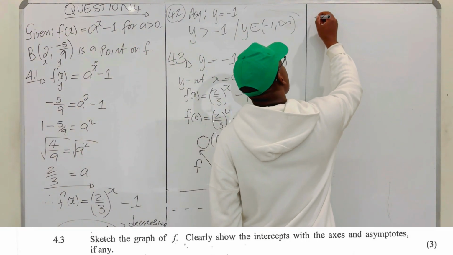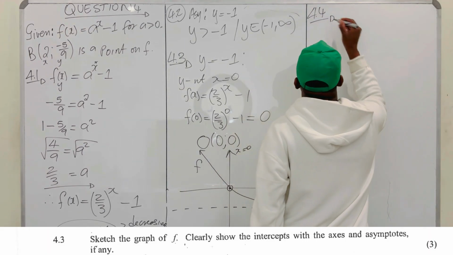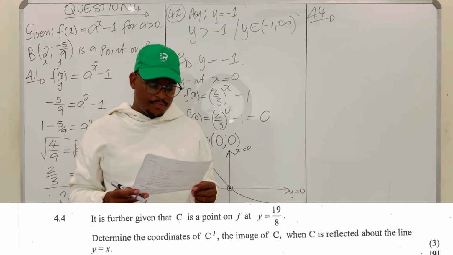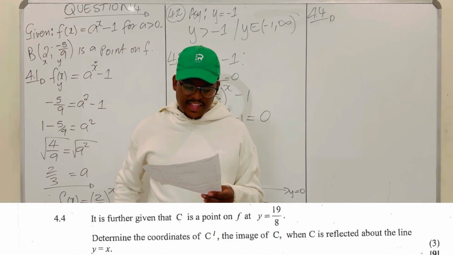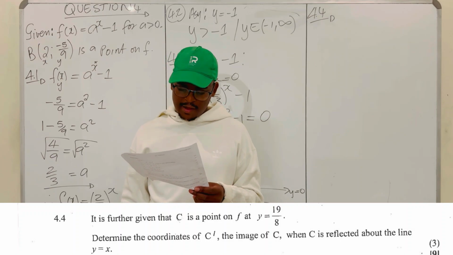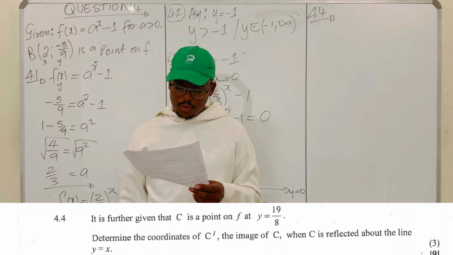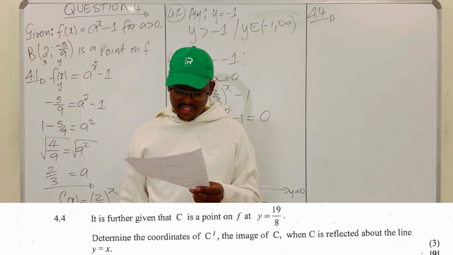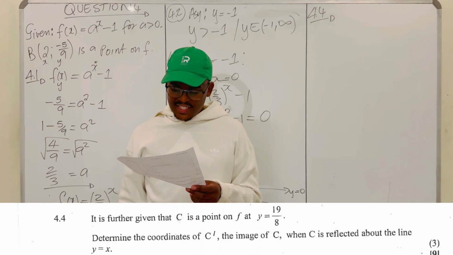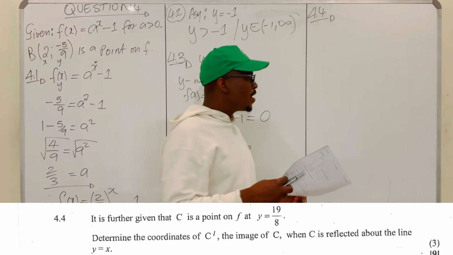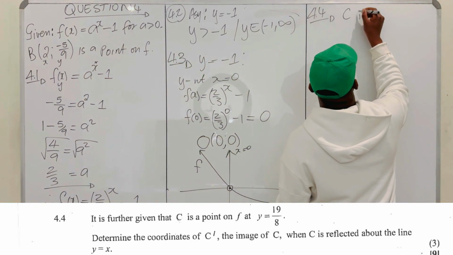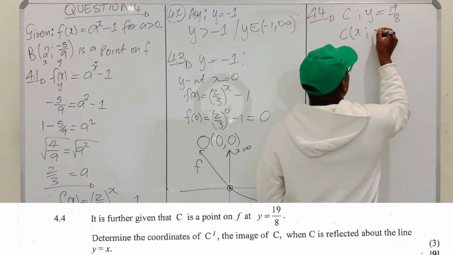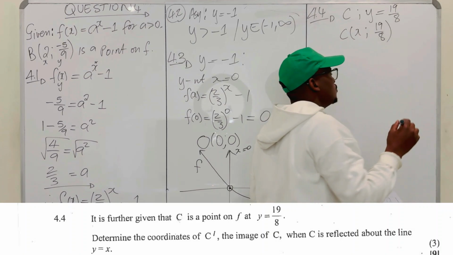And then I'll move to 4.4 now. What are they saying at 4.4? At 4.4, they are saying it is further given that C is a point on f at y is equal to 19 over 8. They are saying determine the coordinates of the image of C when C is reflected about the line y is equal to x. So we're given that there's a point C with a y value of 19 over 8. So the coordinates of C for now are x and 19 over 8. We only know the y value, right?